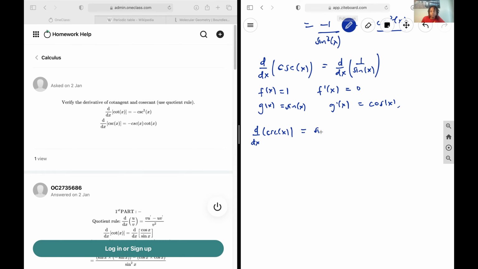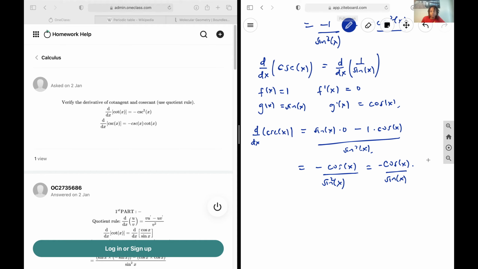And so what this is going to become is d over dx of cosecant x is going to be sine x multiplied by 0 minus 1 multiplied by cos x all over sine squared x. So this will become negative cos x over sine squared x. And we know that this can be rewritten in the form negative cos x over sine x, multiplied by 1 over sine x.